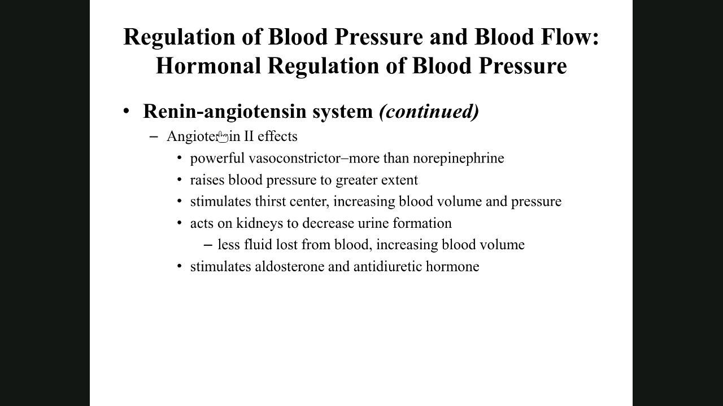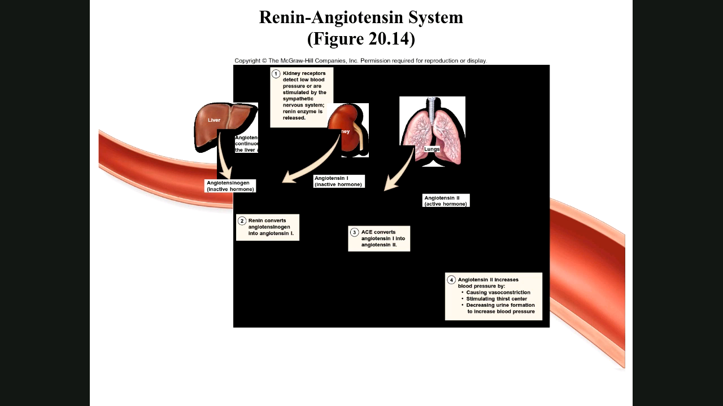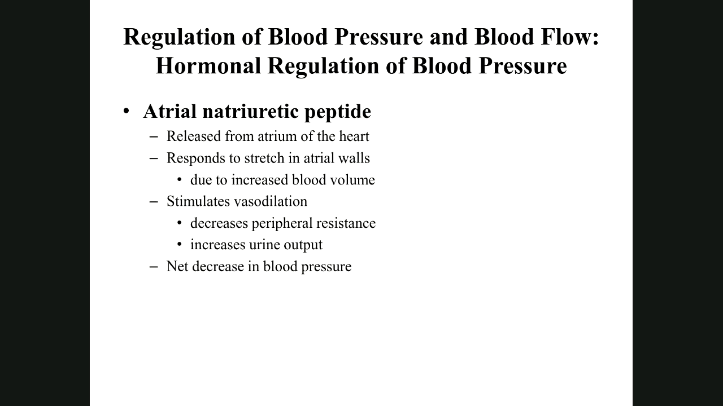Angiotensin 2 is the real enzyme that causes the effects, and what they do is they stimulate aldosterone and ADH. In the process of stimulating those, they decrease the urine at the kidneys, they increase your thirst center, as a result, raising blood volume, and that raises blood pressure. Okay, so again, renin, angiotensin stimulates aldosterone and ADH, while on the other hand, we're going to see that ANP, atrial natriuretic peptide, inhibits both of these.